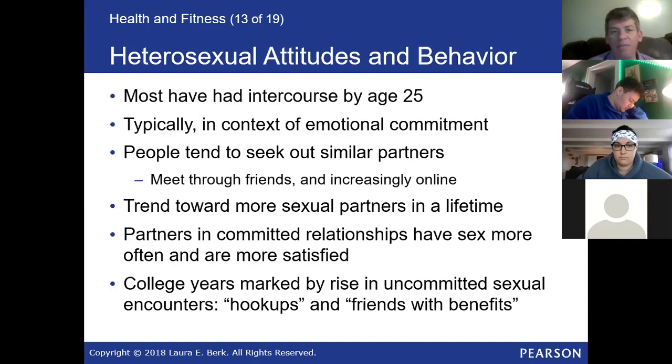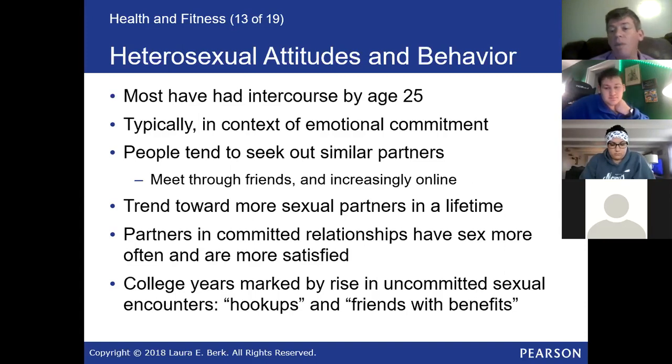Heterosexual attitudes and behavior. Most heterosexuals have intercourse by age 25. Now we're saying heterosexual, not homosexual, because there are more options for heterosexuals. Not only, hi honey, not only are there more options, but there's less risk. As in, homosexuals don't want to come out. They're fearful. There's not that many out there, less to choose from. Okay. Their fear of discrimination, the whole thing, you all know it, but that's why we're talking about heterosexuals.